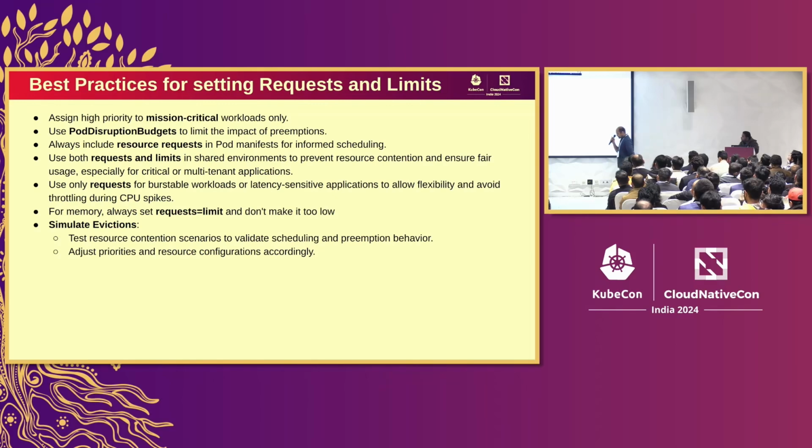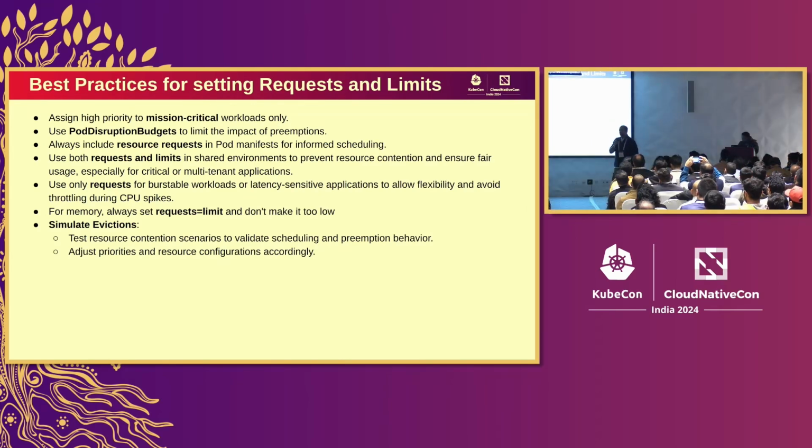So some best practices that we like to share while setting requests and limits are: for your mission critical pods, always make sure you set a request and limit. Second is pair it up with pod disruption budget. We'll look at pod disruption budget in the next section, then you'll get to know what I'm talking about. But make sure to pair it up with pod disruption budgets.